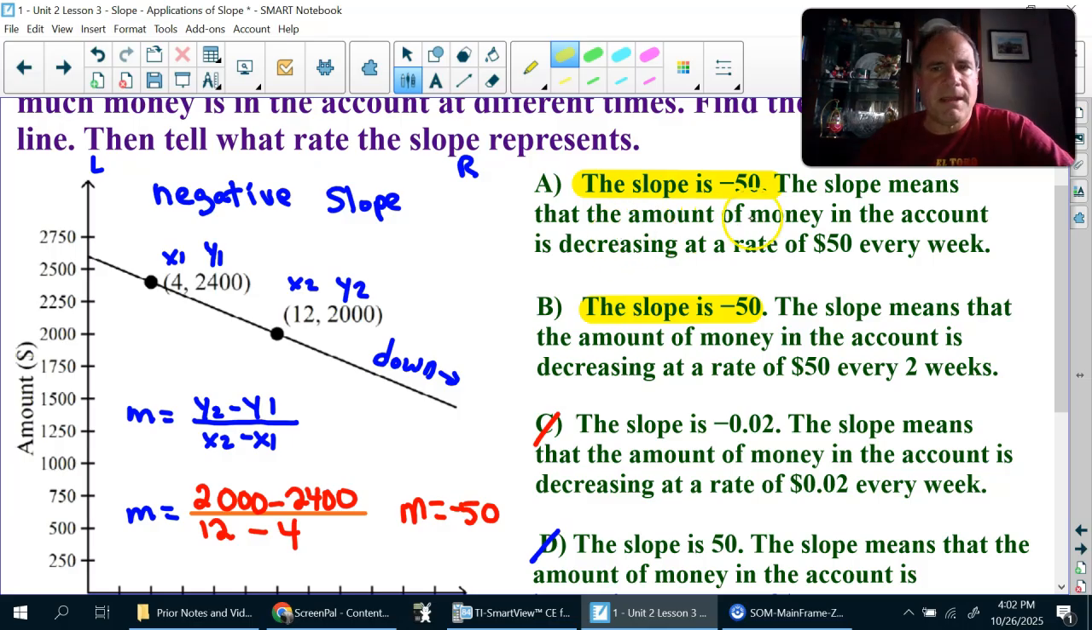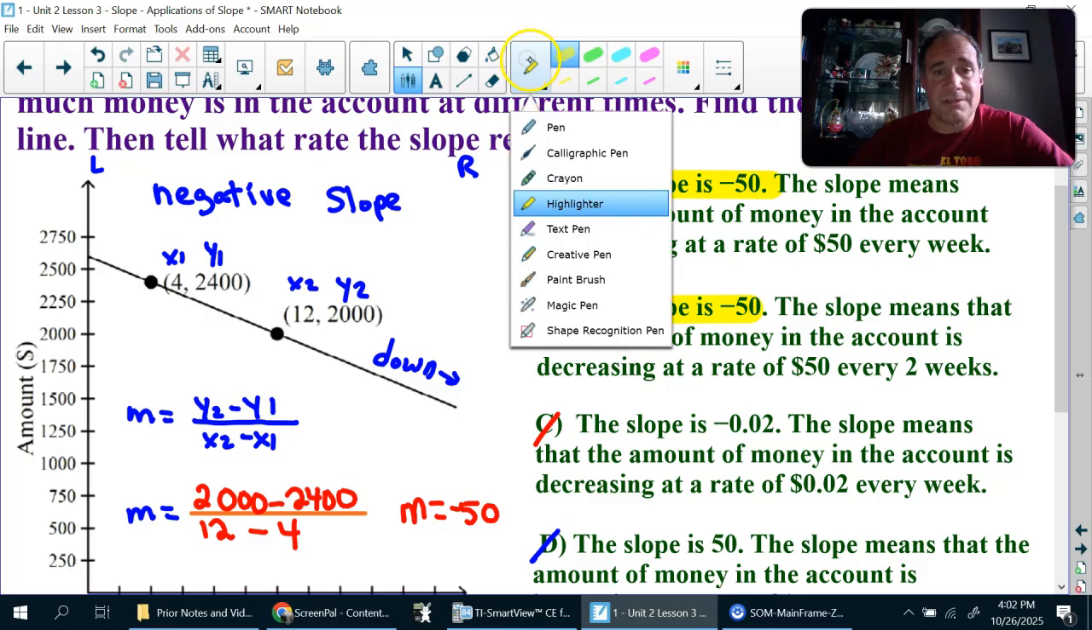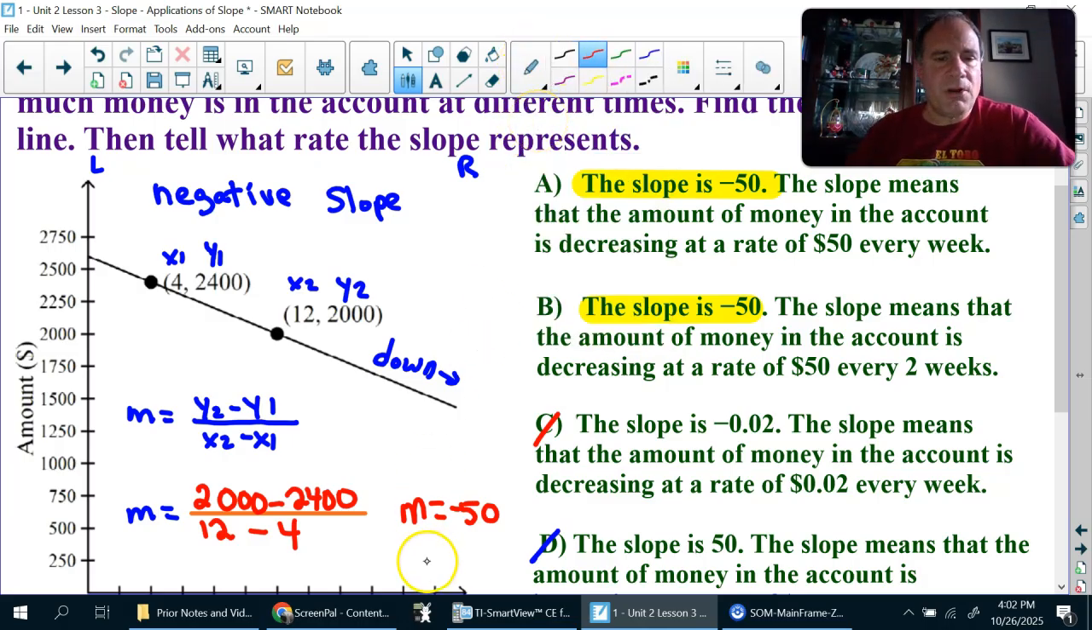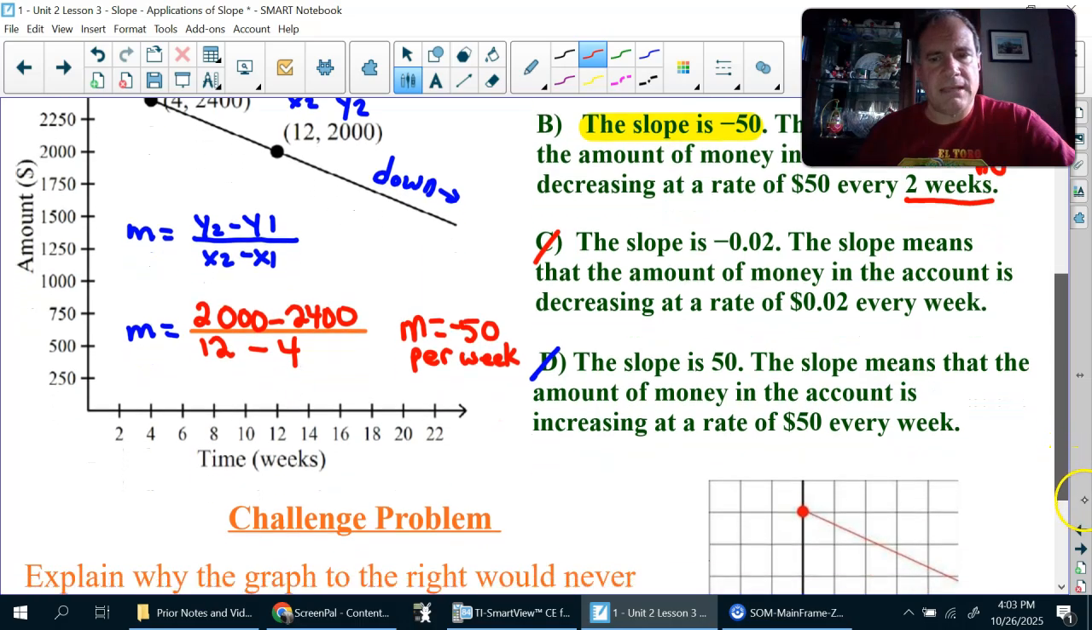The slope means the amount of money in the account is decreasing at a rate of $50 per week. That sounds good. The slope means the amount of money in the account is decreasing at a rate of $50 every 2 weeks. That is out. Remember, the slope is $50 per week. So that means not every 2 weeks. A rate is to a unit of 1. So we're talking about $50 every week. So A is your answer, and that is how you would do that.